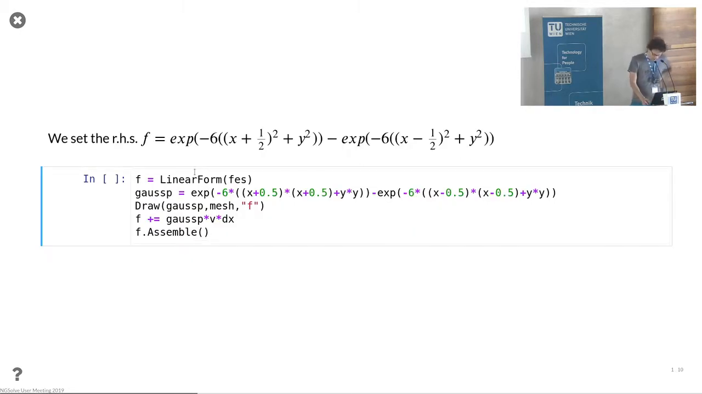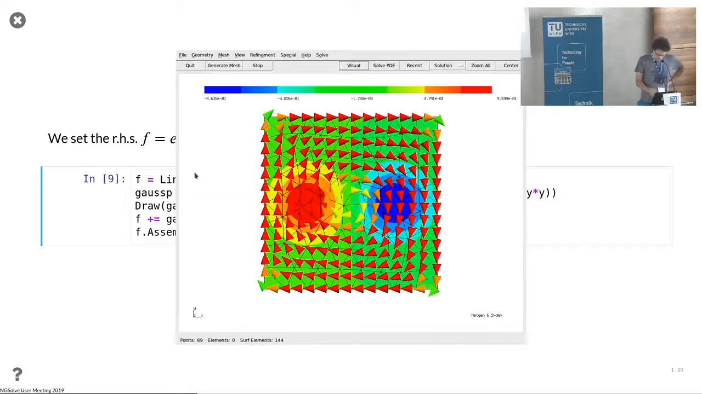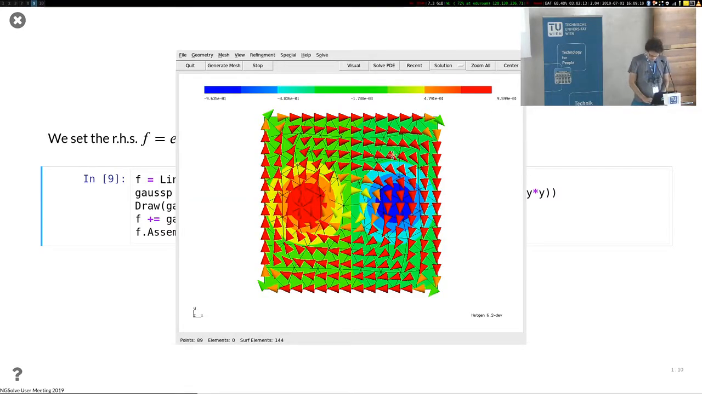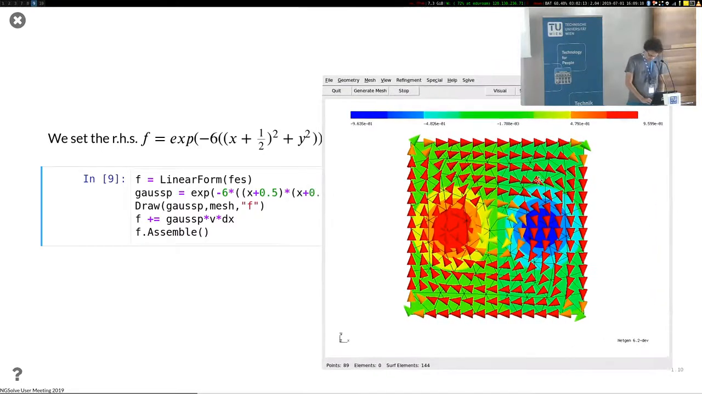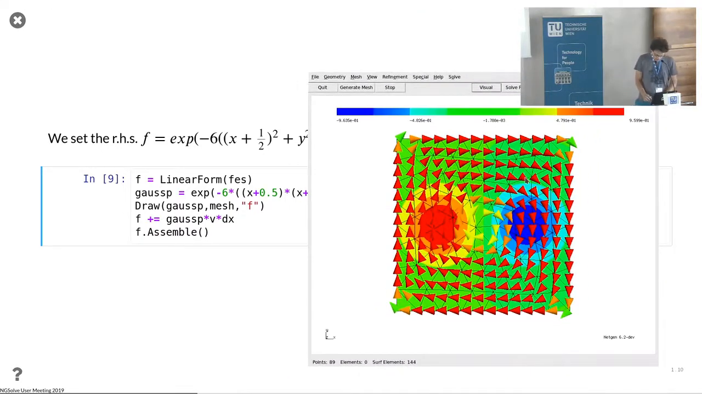Okay, so we set up some right-hand side to make the problem a little more interesting. So this is the kind of two Gauss peaks that you have. So we have a blob at the left positive and a blob on the right negative. So sources and sinks that we want to incorporate in the problem.